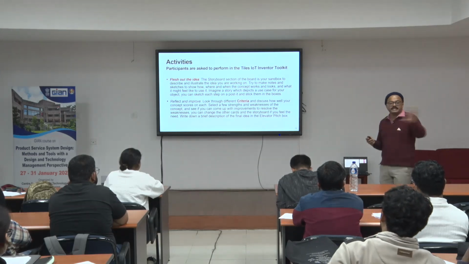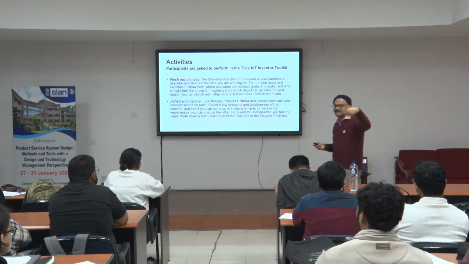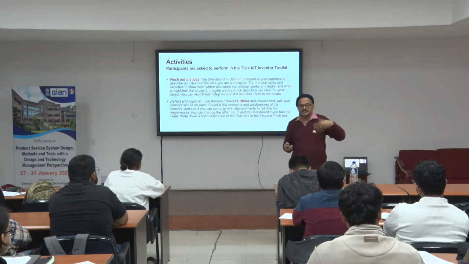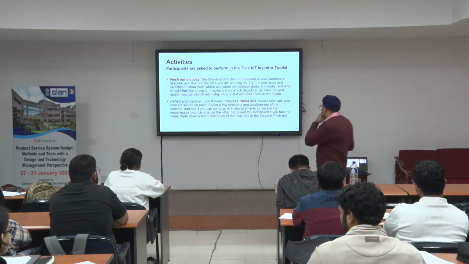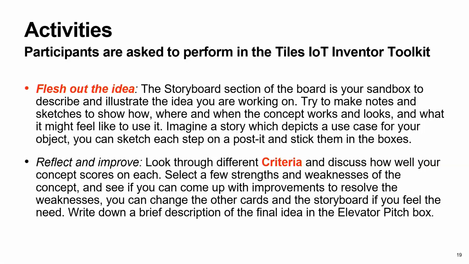So, now you have the criteria cards. Those are the filters that you are going to now put and then check, right. So, discuss how well your concept scores on each. Select a few strengths and weaknesses of the concept and see if you can come up with the improvements. To resolve the weaknesses, you can change the other cards and the storyboard if you feel the need.